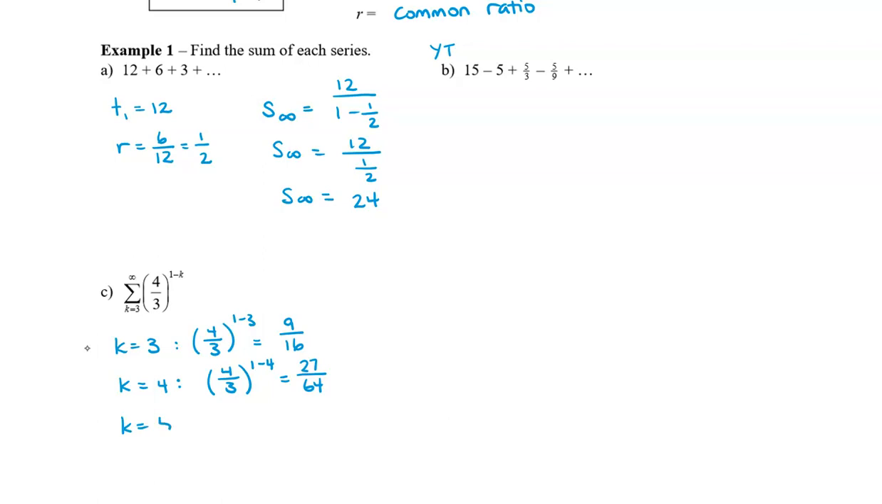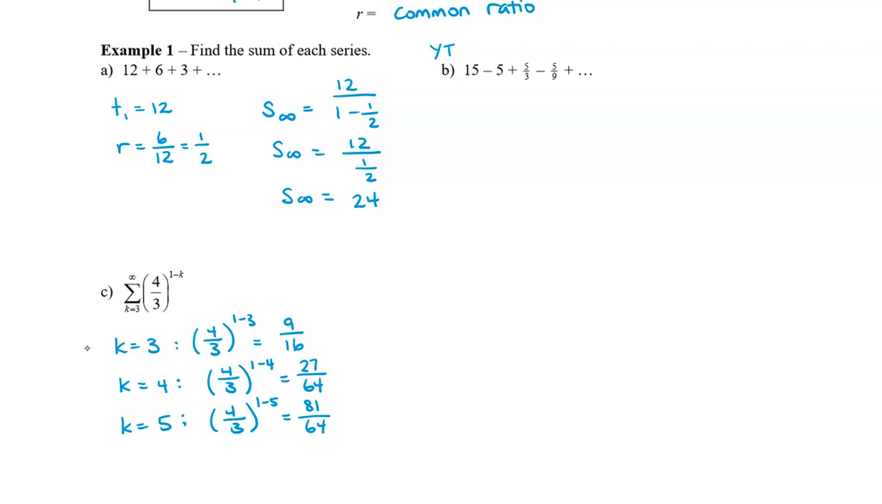And let's do one more for good measure. So we have 4/3 to the power of 1 minus 5. So exponent is negative 4. We flip. So 3 to the 4 is 81. 4 to the 4 is 64.